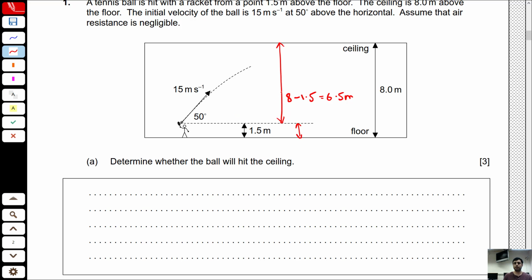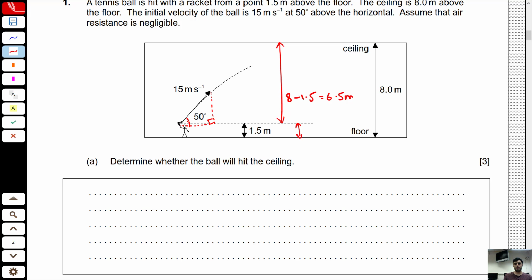First of all, we are only concerned with the vertical components of the velocities and the distances. So we have the limit for the vertical distance. We just need to find the maximum vertical distance that the ball can travel. So let's find it out. First, we need to resolve this velocity into two components.